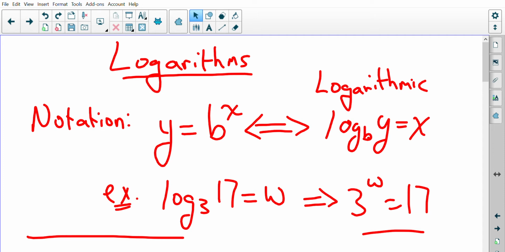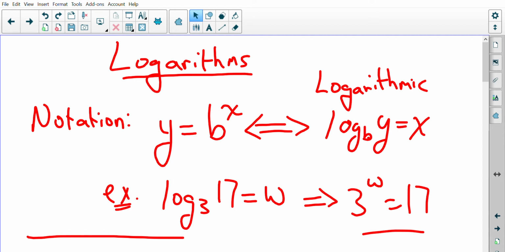Alright, before we go any further in our differentiation rules for transcendentals, I think it's important that we refresh our memories a little bit on some properties and notation that goes along with exponential and logarithmic functions.